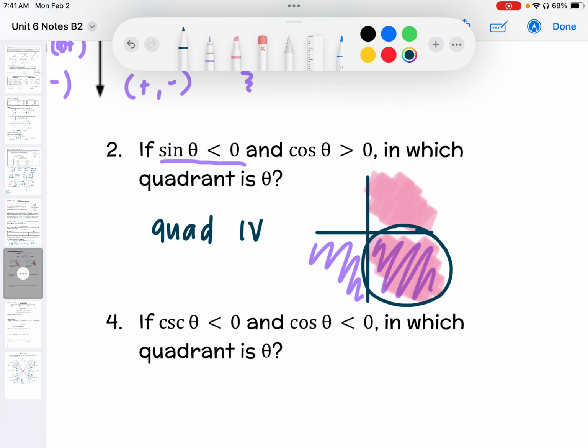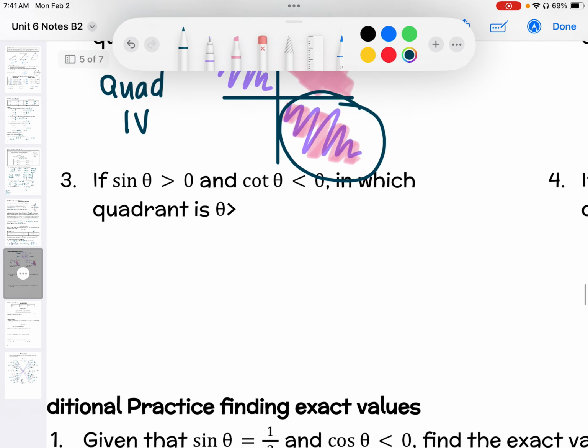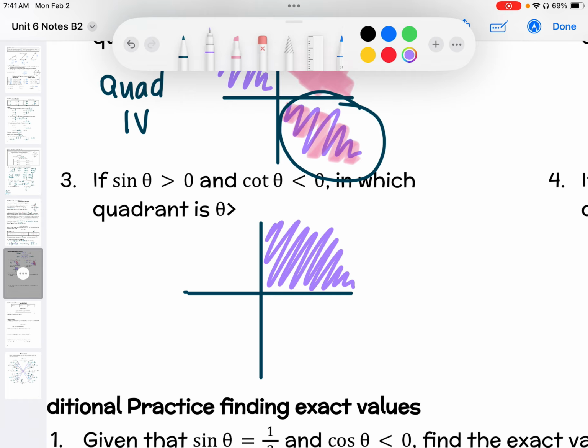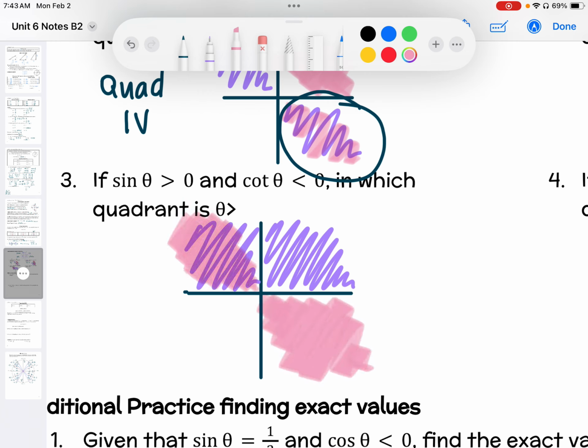All right, if sine of theta is greater than 0, sine is greater than 0 in quadrant 1. Everything's positive in quadrant 1. And then in quadrant 2, sine is also positive. And then for cotangent, it says negative. So cotangent is going to be negative in quadrant 2 and quadrant 4. So we would say they overlap in quadrant 2.